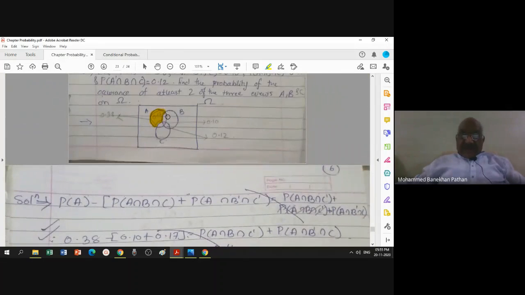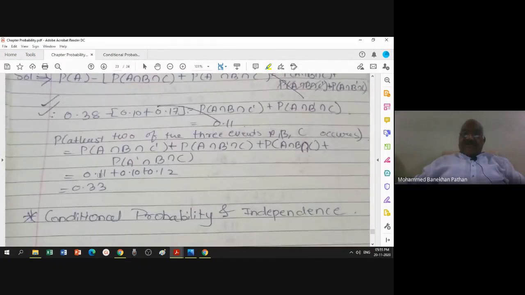P(A) is 0.38. From 0.38, I subtract 0.17 and I subtract 0.10. So this plus this is A ∩ B outside C, and A ∩ C outside B. This plus this is equal to 0.38 minus 0.17 and minus this 0.10. So the answer comes to 0.11.